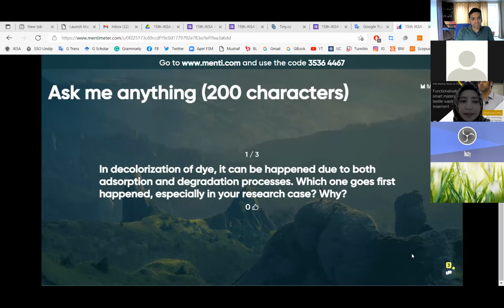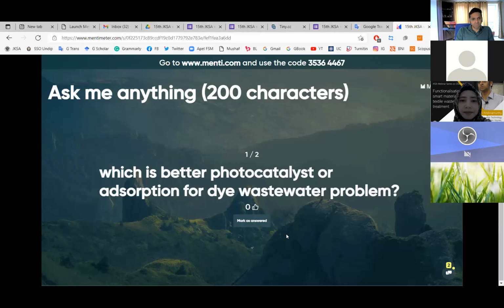Next question. Which is better, photocatalysis or adsorption of dye waste product? I think it's both.